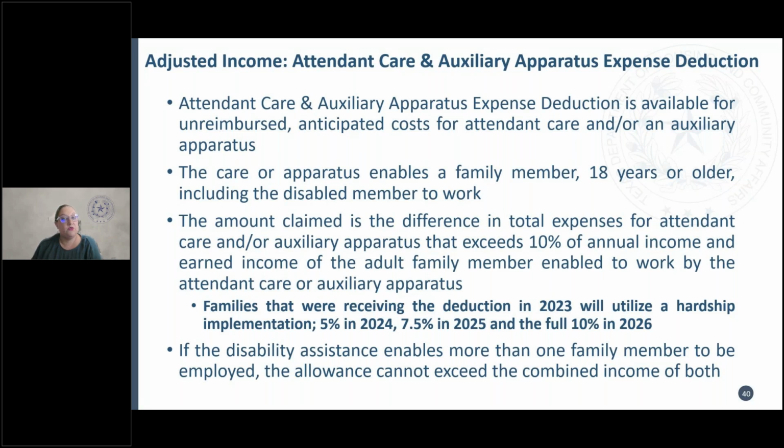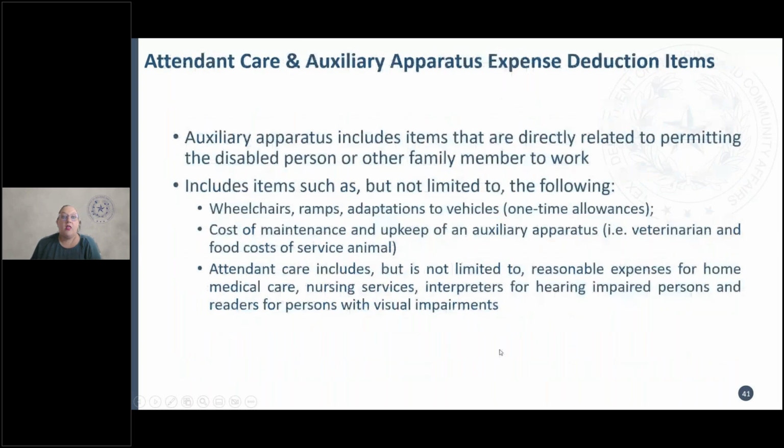into effect in 2026. If the disability assistance enables more than one family member to be employed, the allowance cannot exceed the combined income of both. This includes items that are directly related to permitting the disabled person to work or other family member to work. This can include things like a wheelchair, ramp, adaptations to vehicles. Those would be one-time allowances. Cost of maintenance and upkeep of an auxiliary apparatus, like veterinarian and food costs for a service animal.